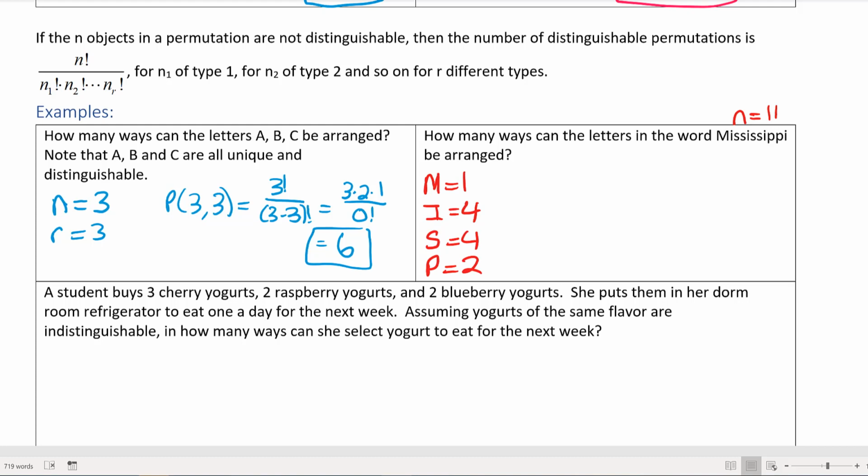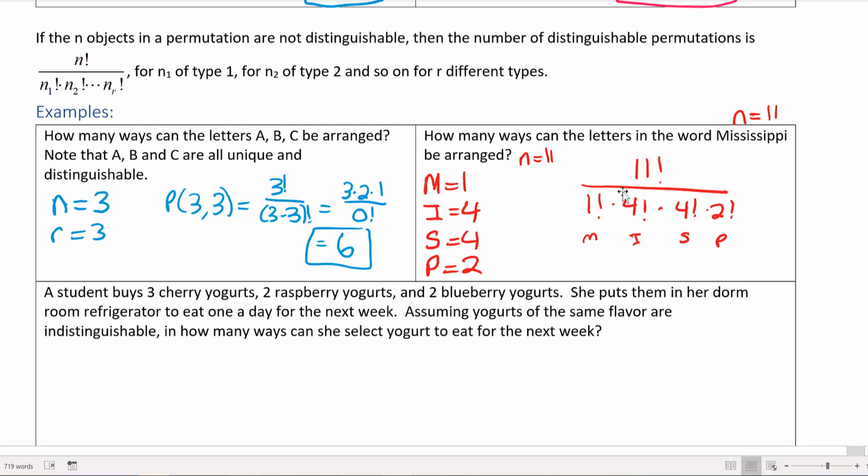So if I'm trying to find the permutation here, I'm going to start with n equals 11, 11 factorial over, the M's are 1 factorial. For the I's, I'm going to be multiplying by 4 factorial, times 4 factorial for the S's, times 2 factorial for the P's. So when I take out my calculator and multiply all these, I will get the number of ways that the word Mississippi can be arranged. I had to divide out by the 1 factorial, 4 factorial, 4 factorial, and 2 factorial because of the repeated letters.